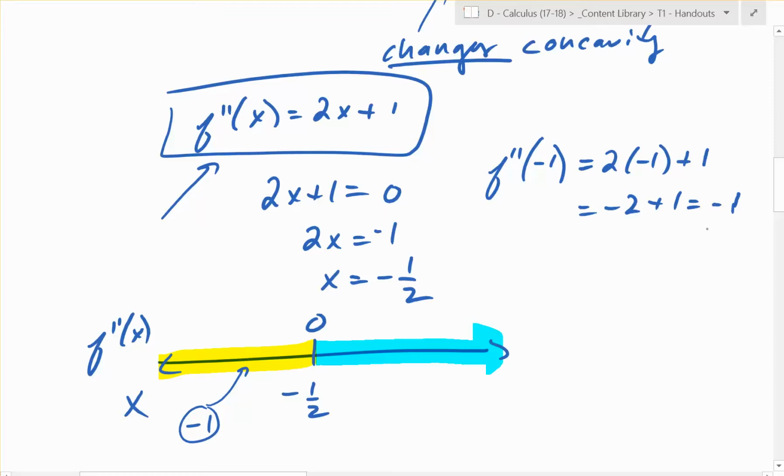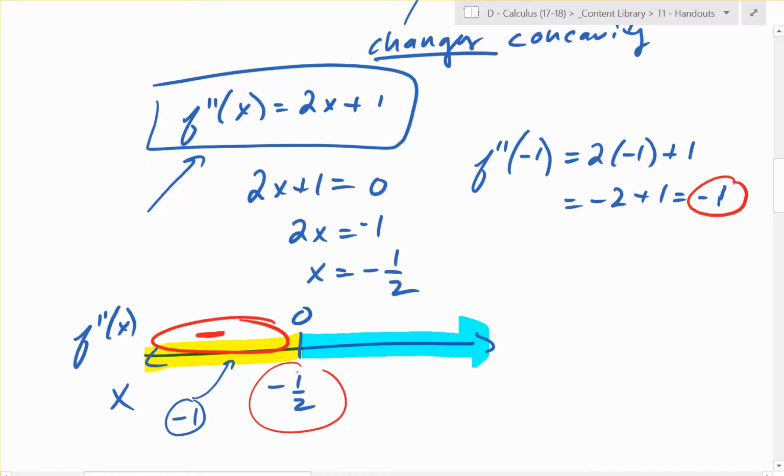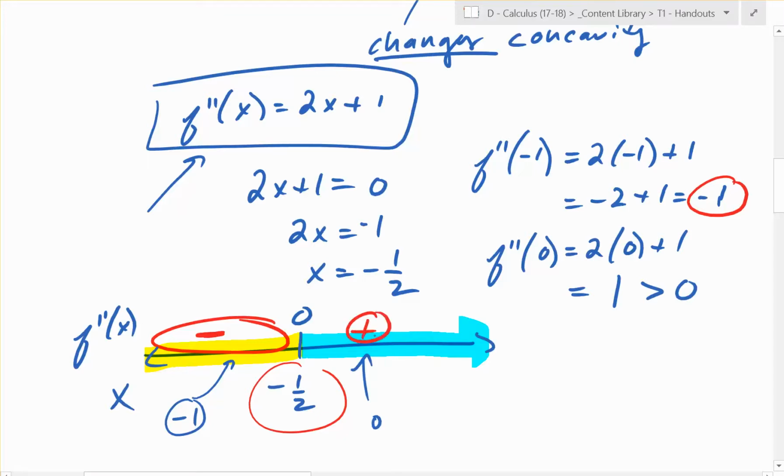So that means that if that's negative, the whole side has to be negative. So it's minus there. What's to the right of negative 1/2? Well, let's plug in 0. That's to the right of negative 1/2. So f double prime of 0 is equal to 2 times 0 plus 1, which is 1, which is greater than 0. So this side is going to be positive.